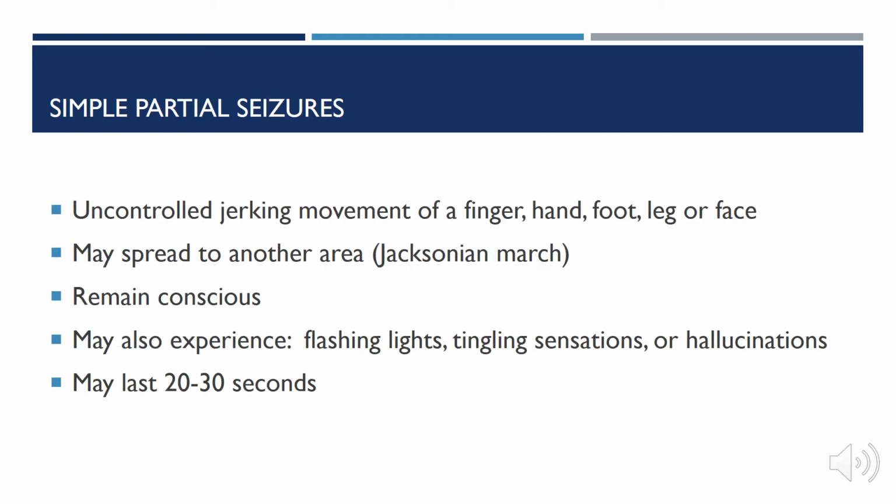Then, the simple partial seizure is uncontrolled jerking movements of a finger, hand, foot, leg, or face. It may spread to another area called a Jackson march. So the Jackson march is when the seizure starts, let's say, in the right arm, and it moves down to the fingertips. So it kind of just marches along that nerve line and continuously seizes. The patient remains unconscious, and they may experience flashing lights, tingling sensations, or hallucinations, and they last about 20 to 30 seconds.